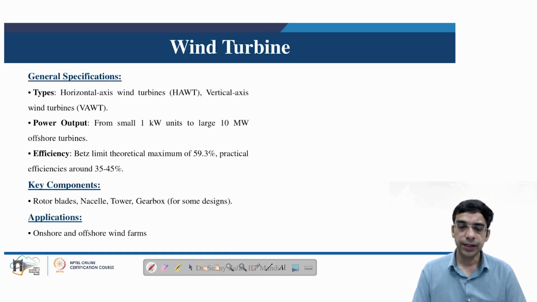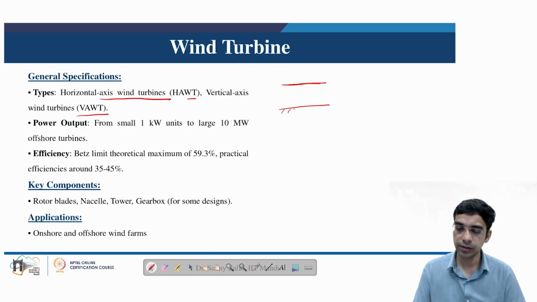Next, we look at the general specification of the wind turbine. So the wind turbine is again based on a renewable energy source, that is constant blowing wind. Wind turbines are available in two types. One is the horizontal axis wind turbine, abbreviated as HAWT, and the other is the vertical axis wind turbine. What I mean by this axis is the axis of the wind turbine. Suppose this is the axis of the wind turbine. When this axis is parallel to the ground, this becomes the horizontal axis.